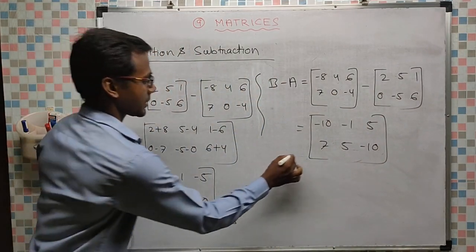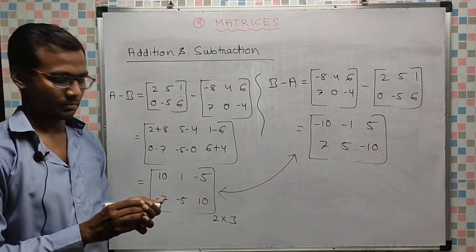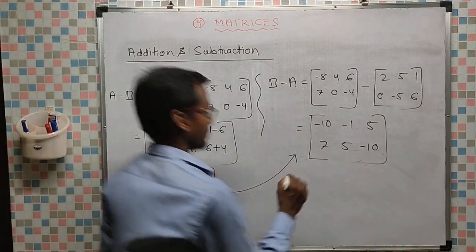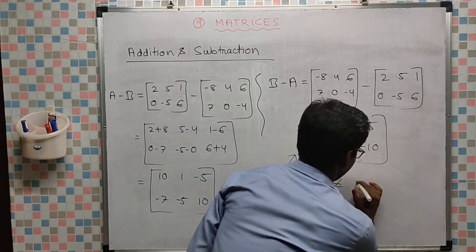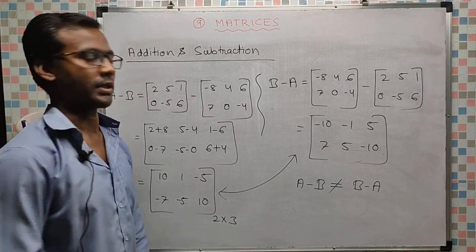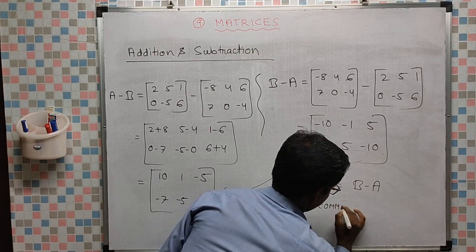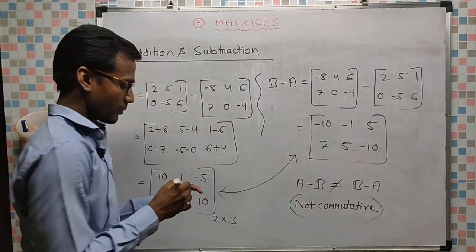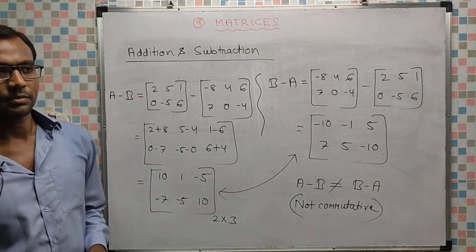Okay, now compare these two. These are not same. a minus b is different and b minus a is different. So our conclusion is a minus b is not equal to b minus a. So the subtraction of matrices is not commutative. Okay, remember this. Addition is commutative, but subtraction is not commutative.